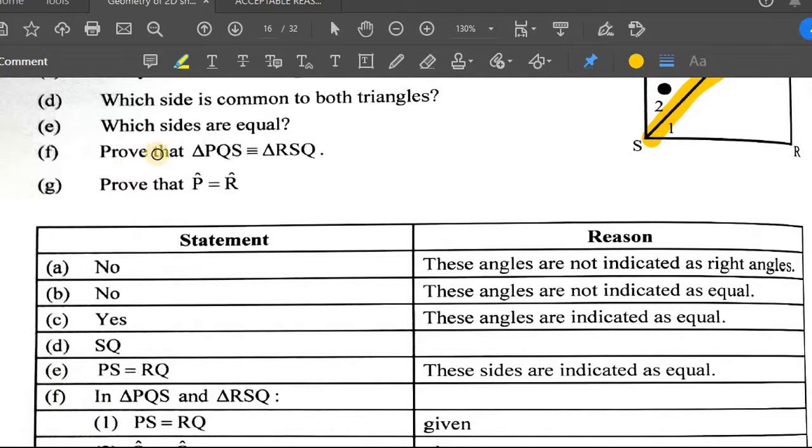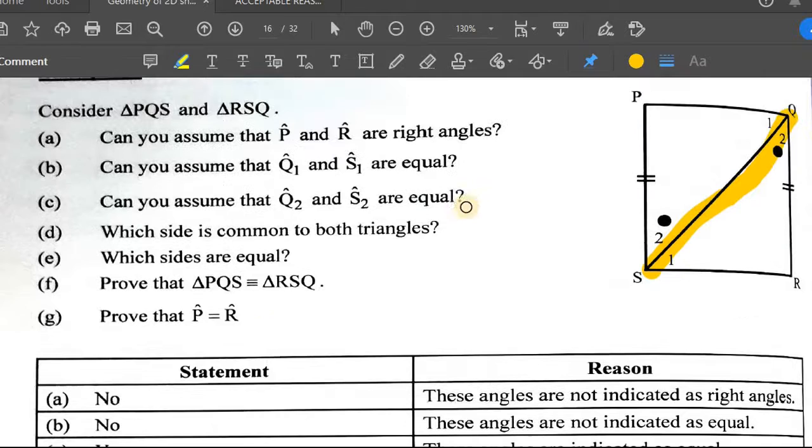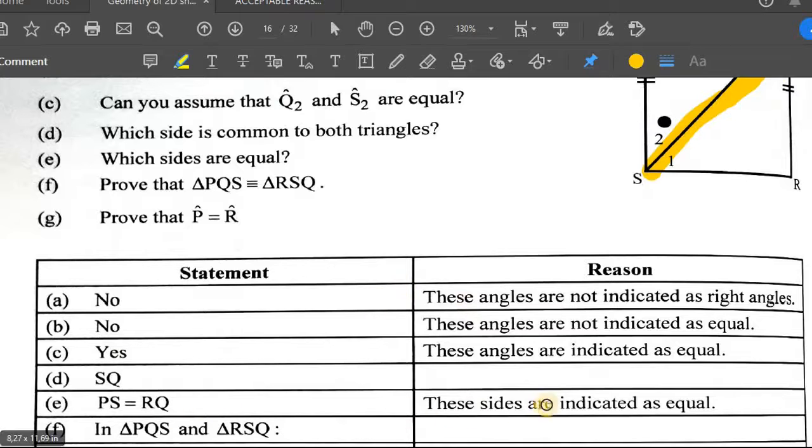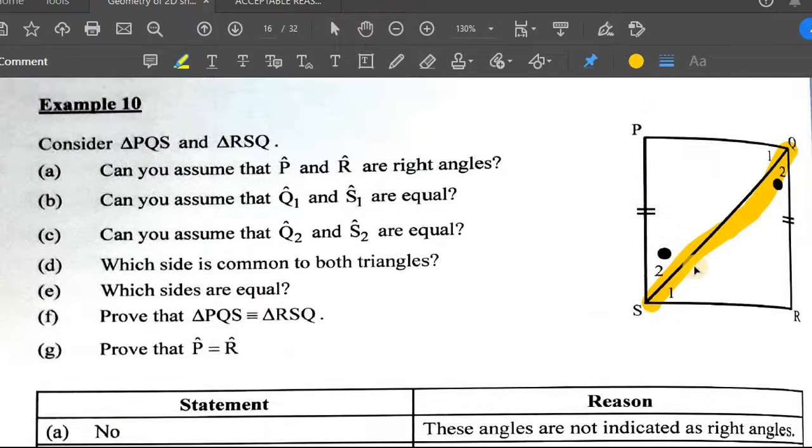SQ we're going to E. Which sides are equal? PS is equal to QR, right? Sides are indicated. So prove that PQS is congruent to RSQ. So let's take that out. PQS is congruent, look at congruence here, to RSQ.